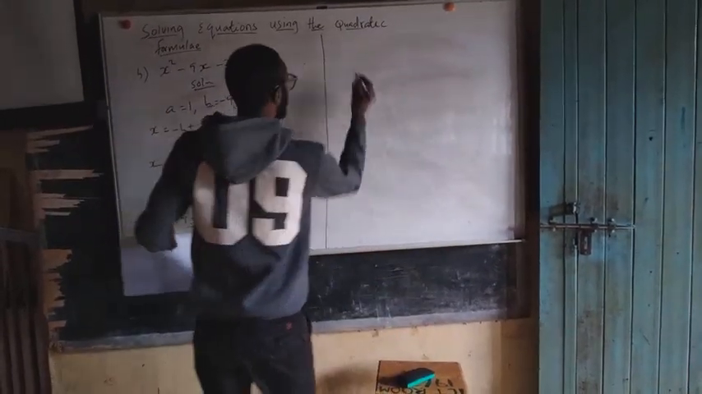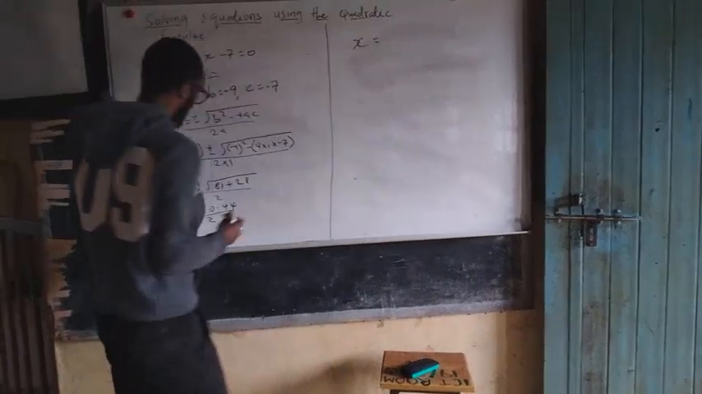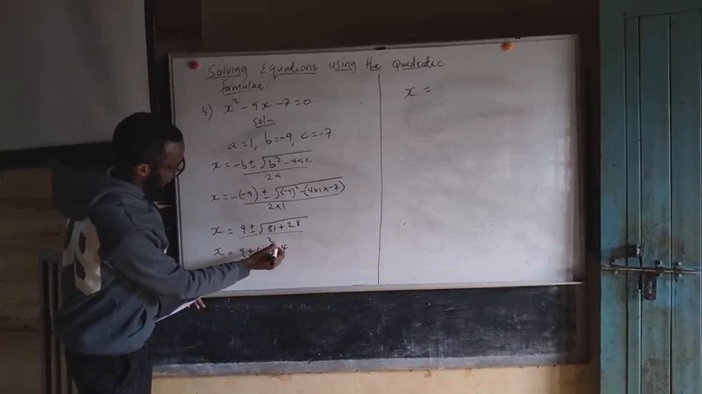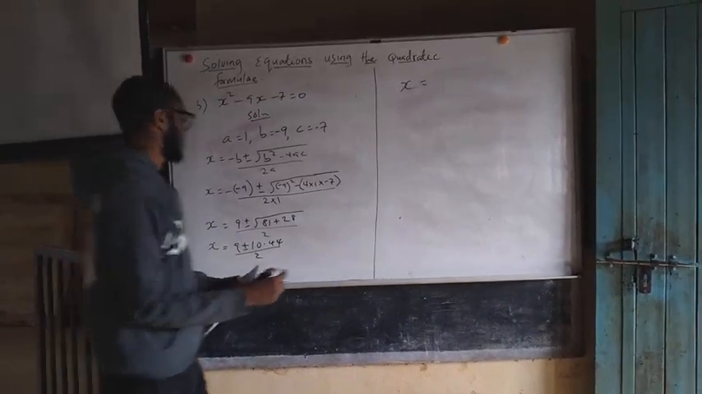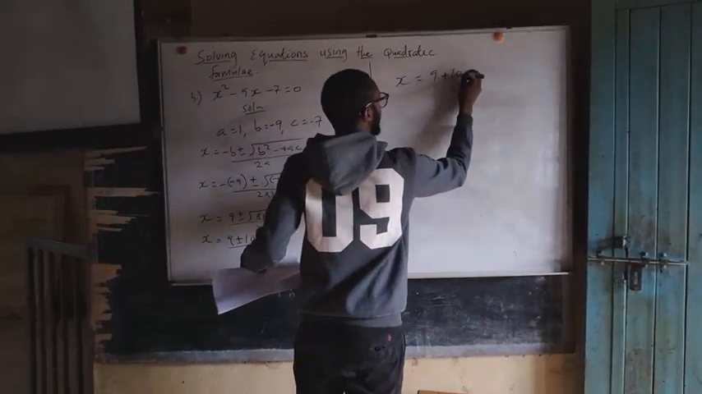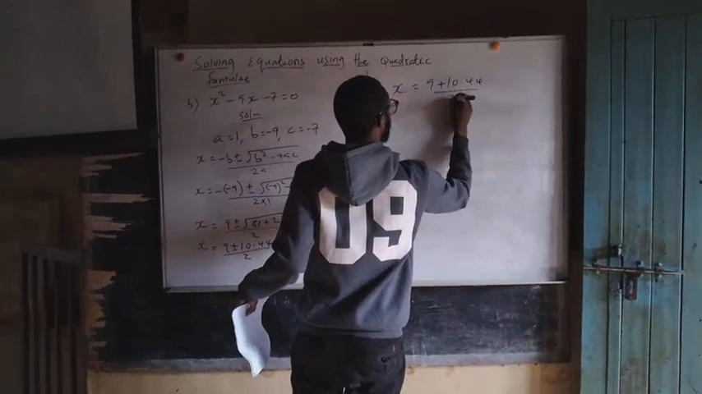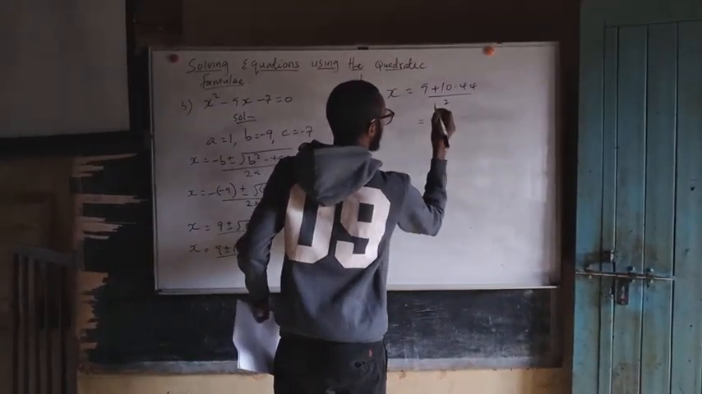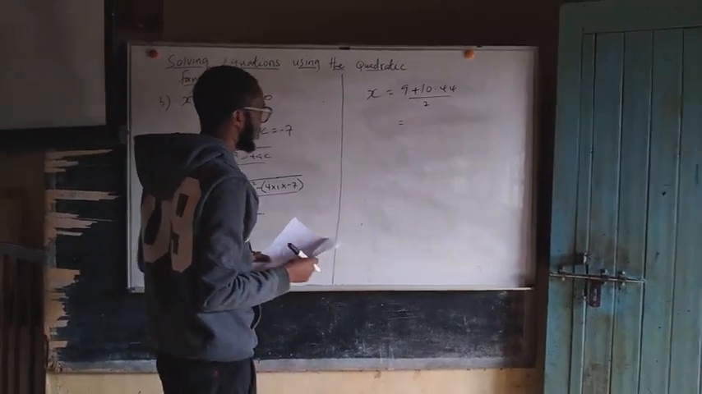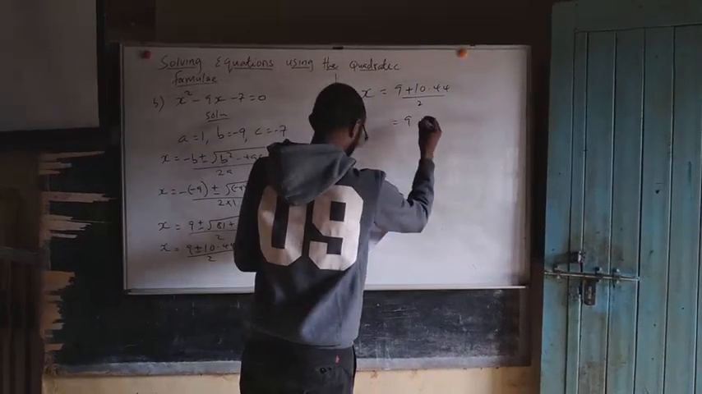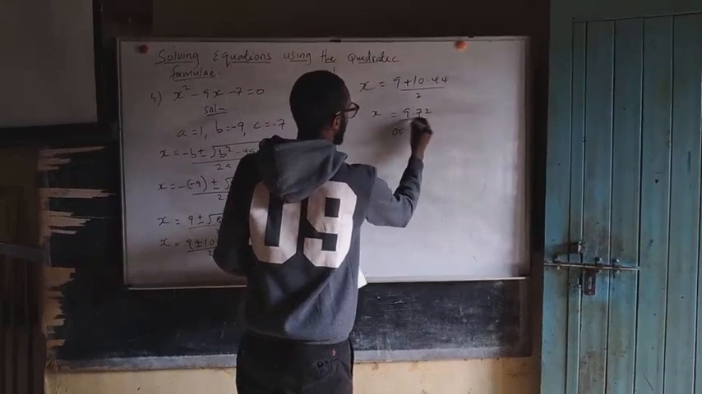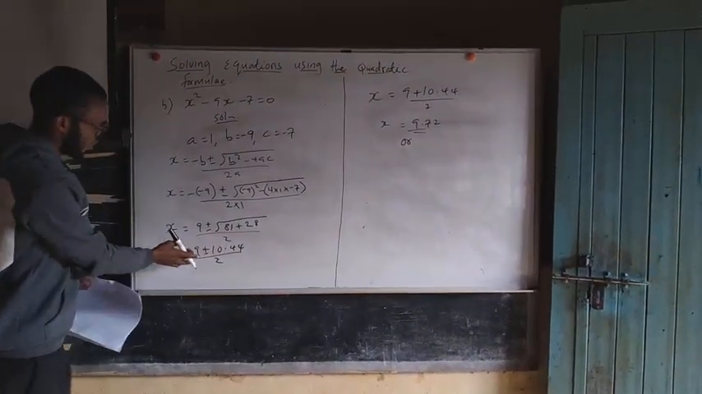So we have the figure, we start with the first one, x is equal to, now here we move like this, so we just say 9, we start with the one with positive, so 9 plus 10.44, and then we move to the one with the negative. So it will be 9 plus 10.44 divided by 2. Now here, what we get, 9 plus that one becomes 19.44. 19.44 divided by 2 will give us 9.72. That is one value of x.